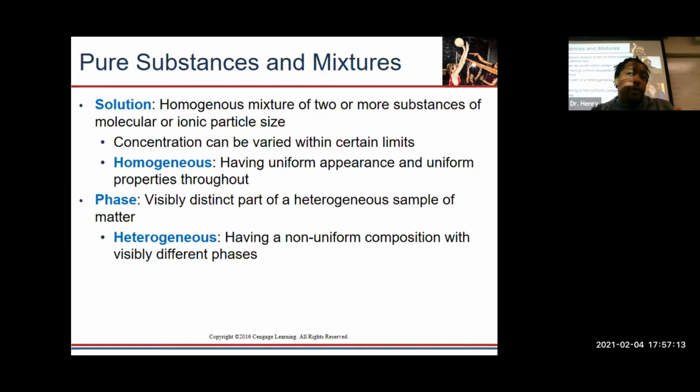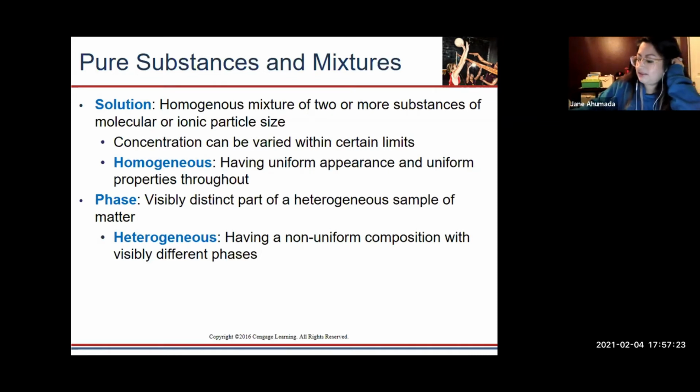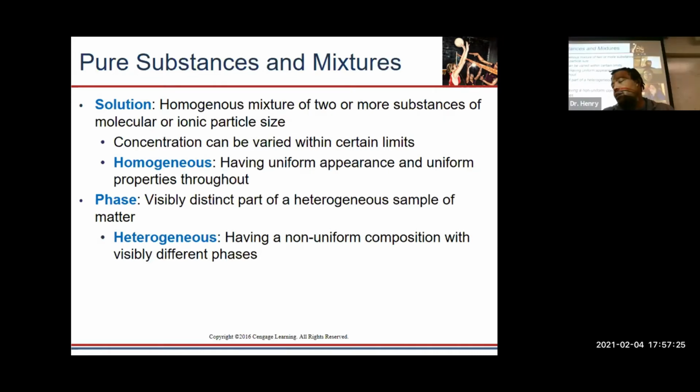Now, if I had salt and pepper, and I had a mixture of salt and pepper all together, is that homogeneous or is that heterogeneous? Heterogeneous. Okay, simple, right?